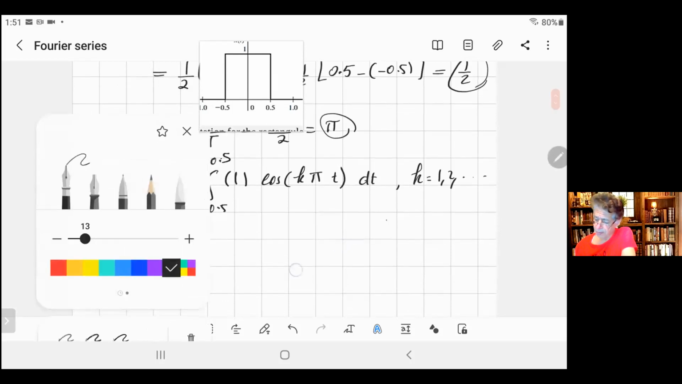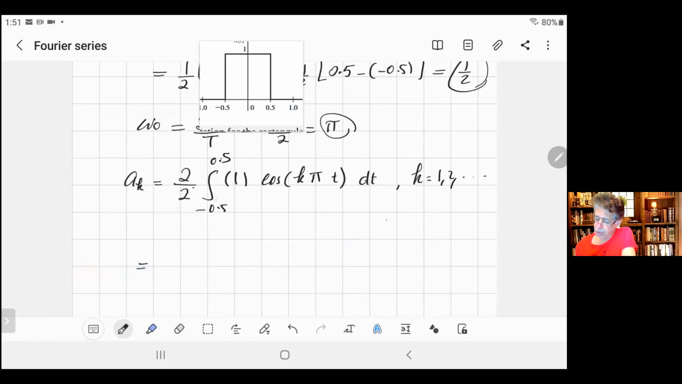Now, this is equal to the integration of cosine. The integration of cosine is equal to sine, so it'll be sine k pi t divided by k pi, and the limits of integration are minus 0.5 to 0.5. Obviously, k pi does not depend on time, so you can move it outside here: 1 over k pi. And just leave this one alone by itself.